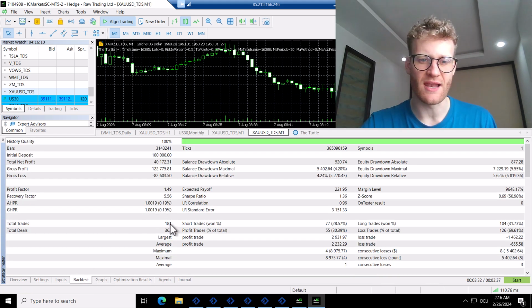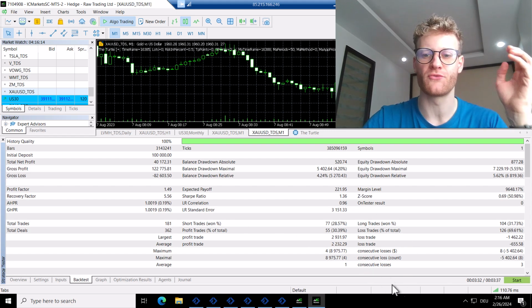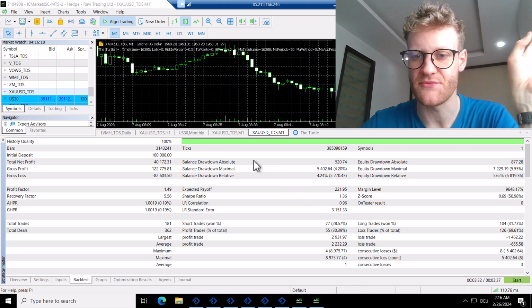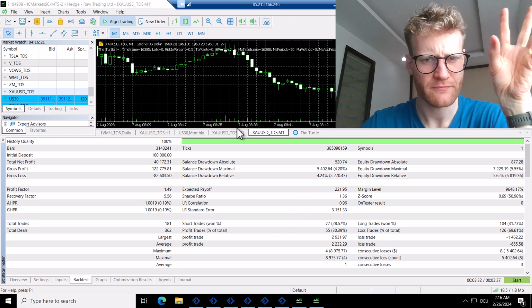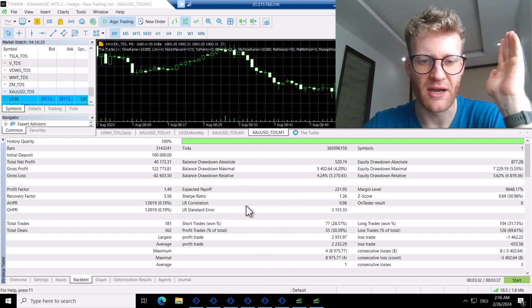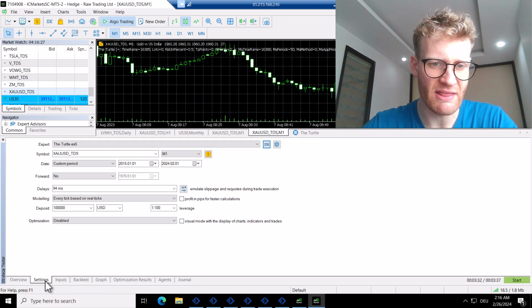So that's only like 20 trades per year, which is not a lot, of course. But yeah, I mean, the profit factor is nice. You could use this in multiple symbols if you find good settings. With that said, you can pause the video to check out the other key figures here, but let's have a look at the settings and let's switch to the visual mode.